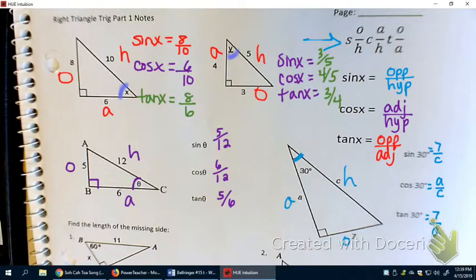Okay? And so that's sort of what we're going to be doing as we set up these problems: we're going to start off with our O, A, and H, and then we're going to figure out which one of these, sine, cosine, or tangent, is going to be helpful to us. Okay?